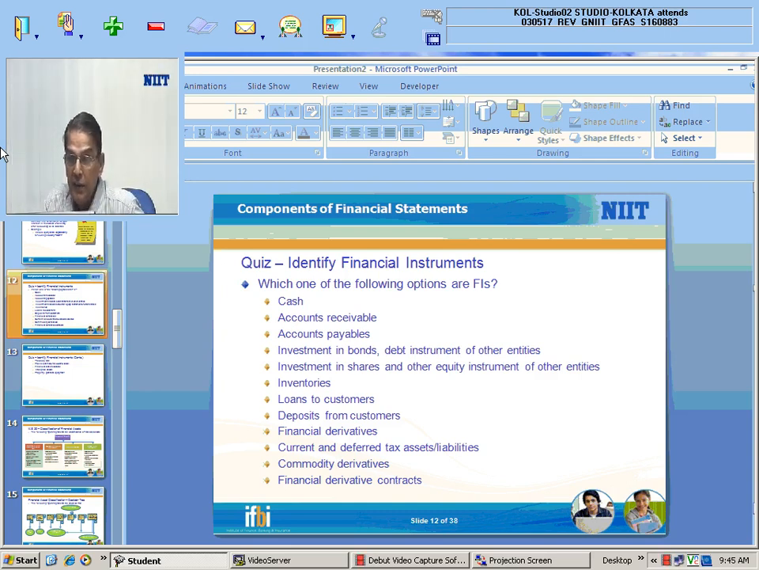Investment in shares and other equity instruments of other entities. Again, is it a financial instrument, and if it is, then what is it? No, it is not equity. Investment in shares and other equity instruments of other entities are basically investments. These are financial assets, that's all.